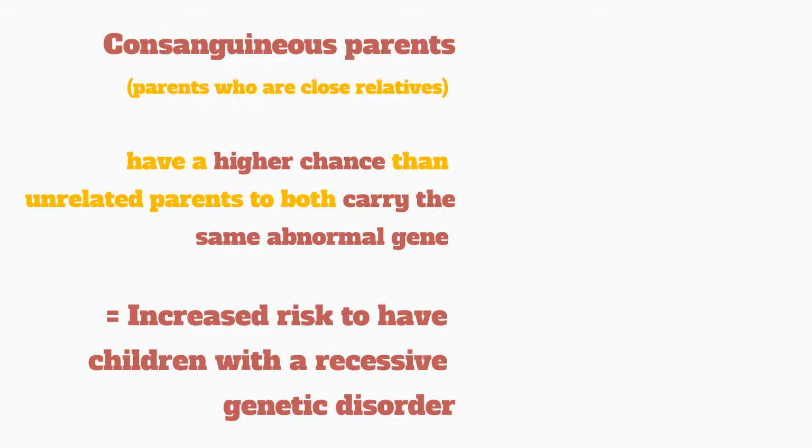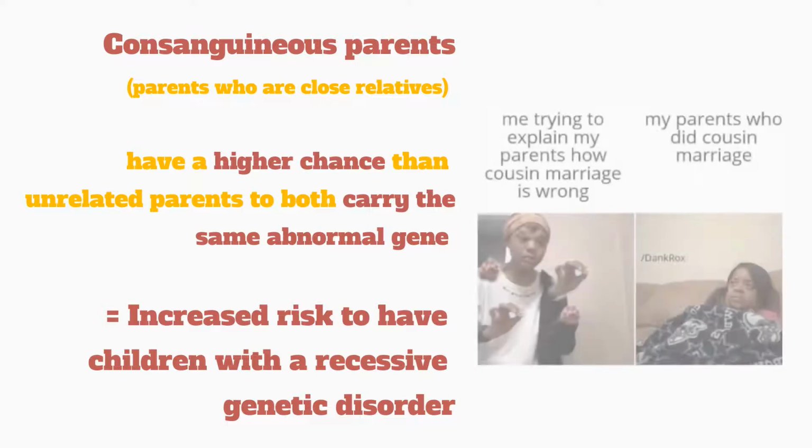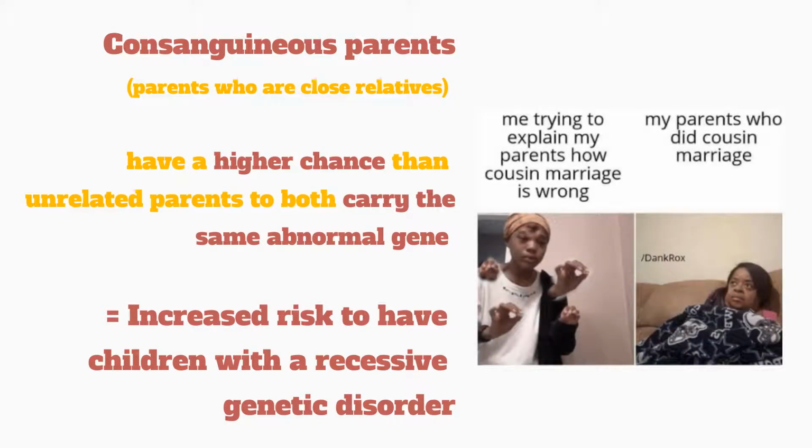Many patients with autosomal recessive hyper IgE were from consanguineous parents, which essentially means that the parents were close relatives. Hence, they had a higher chance than unrelated parents to carry the same abnormal gene. This increased the risk of having children with a recessive genetic disorder.